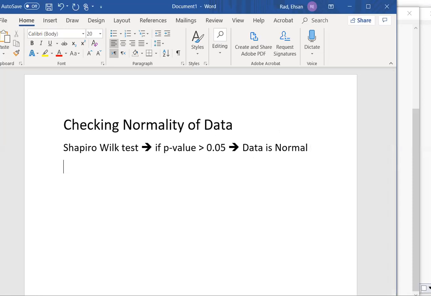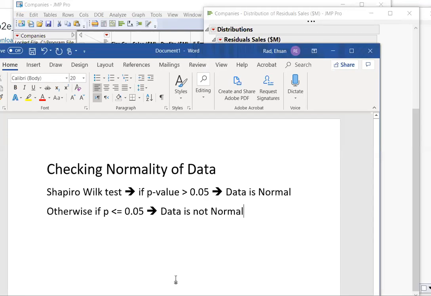Otherwise, if the p-value is less than or equal to 0.05, then data is not normally distributed. Make sense? Okay, so I'll give you a second to write this down and then I'll continue.